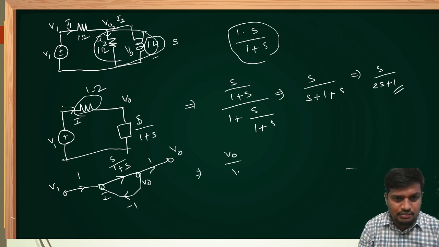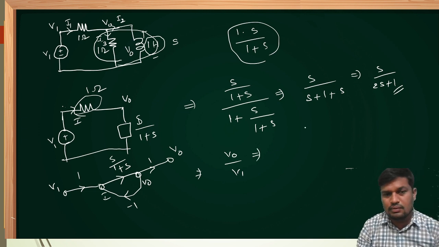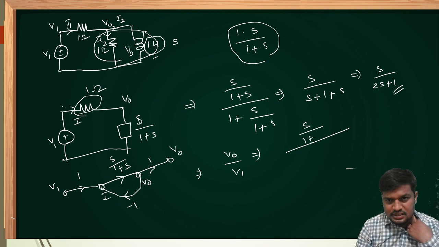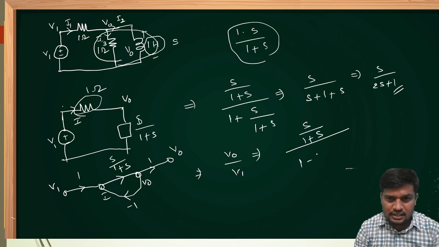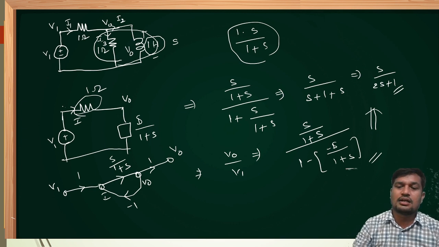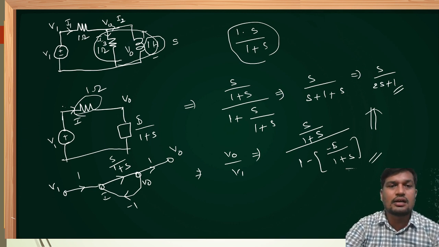Transfer function is V0 by V1. Now, number of forward paths is only 1, that is S by 1 plus S. And delta is 1 minus sum of the loop gains, which is 1 minus of minus S by 1 plus S. Answer is the same as above if you simplify. Okay, this is another simplest shortcut that we have in control system.